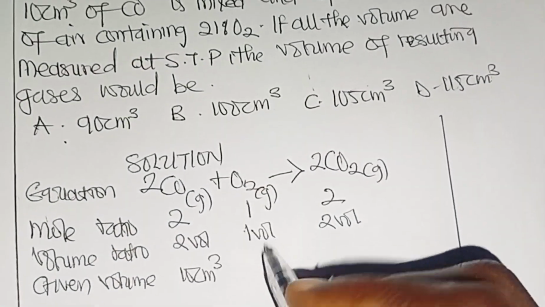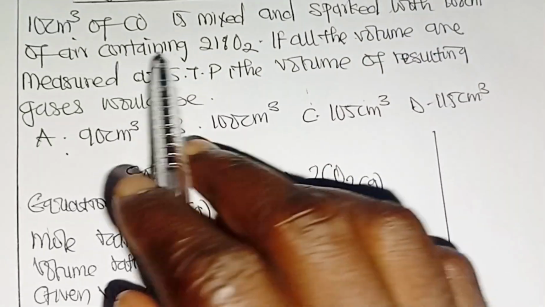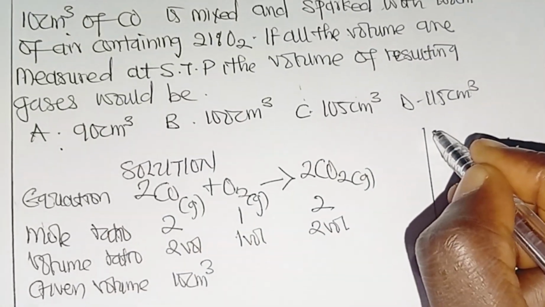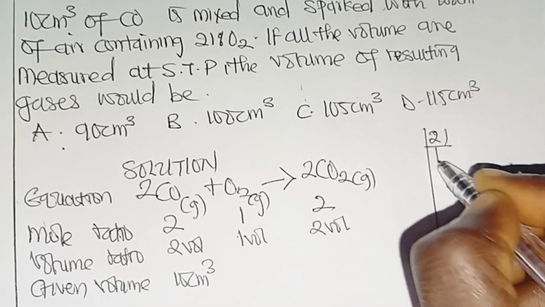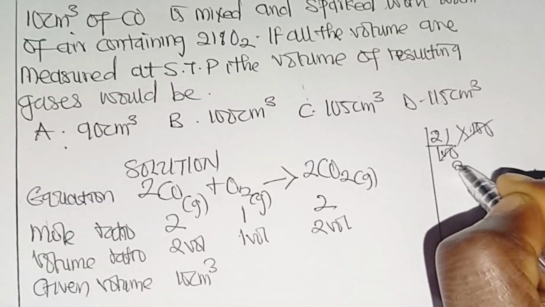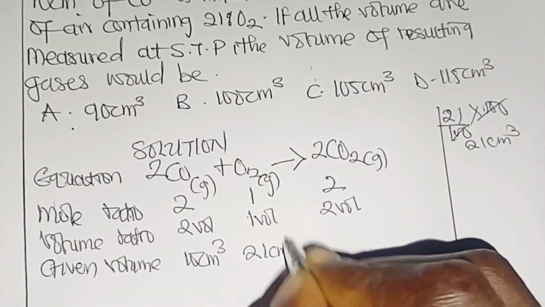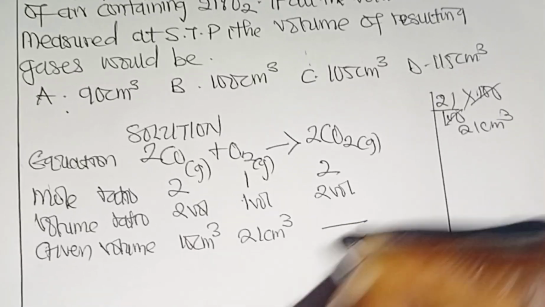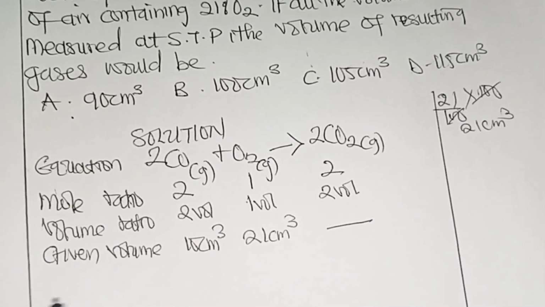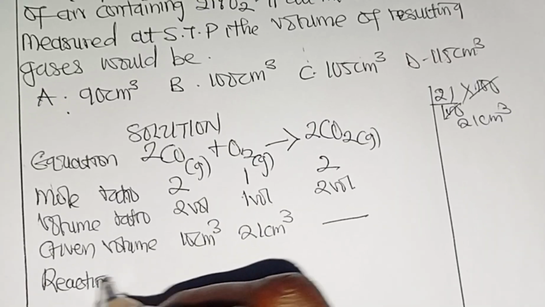What's the given volume of oxygen? The volume of air is 100 cm cube containing 21% oxygen. So how do I get the volume of oxygen? 21%, that's 21 over 100 times the volume of air, which is 100. So what's the volume of oxygen? 21 cm cube. What's the volume of the products? Unknown. After writing down the given volume, the next step is to write out the reacting volume.